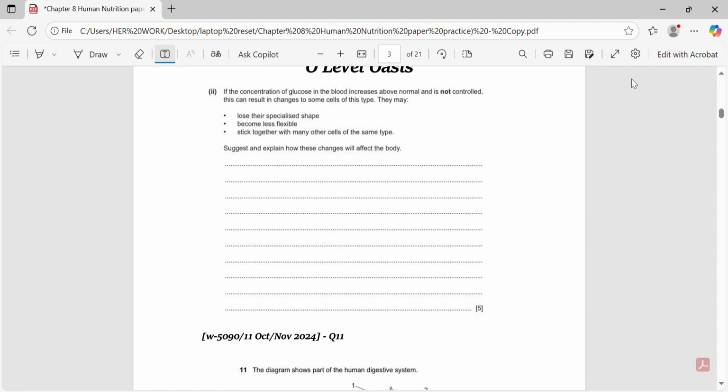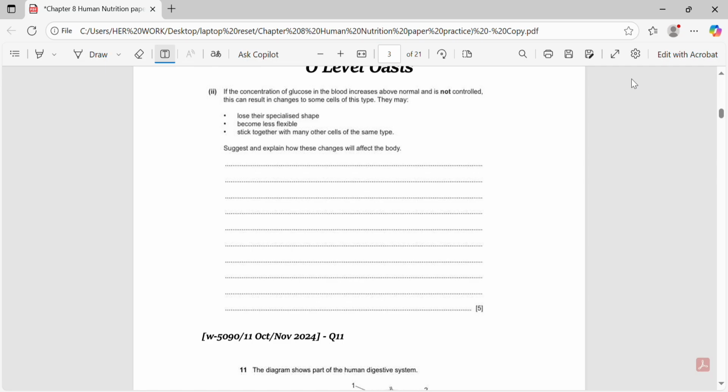Let's now look at a question that relates to what happens when blood glucose levels are not properly controlled, a situation that can occur in people with diabetes. If the concentration of glucose in the blood increases above normal and is not controlled, this can result in changes to some cells of this type. They may lose their specialized shape, become less flexible, stick together with many other cells of the same type. Suggest and explain how these changes will affect the body.